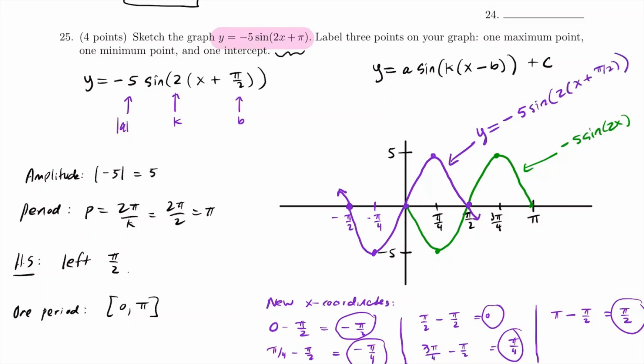I always like to do 2 graphs when it comes to a horizontal shift and a reflection. So you get the one without the reflection first, and then reflect, and then shift. So 2 pieces makes more sense.